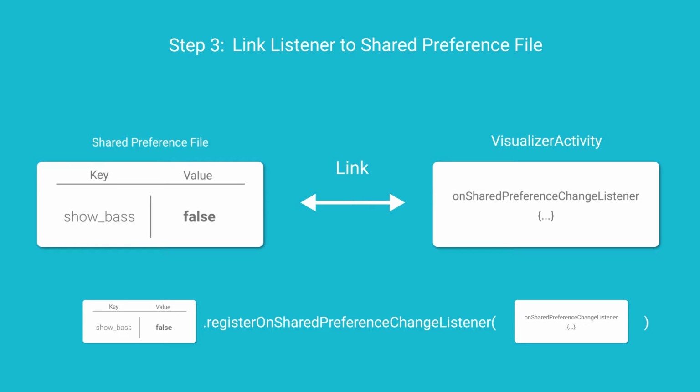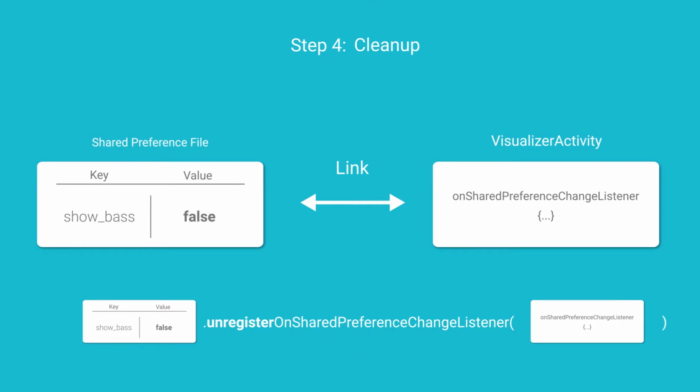Third, you need to link the OnSharedPreferenceChangeListener with the shared preference object it should be listening to. You could do this using registerOnSharedPreferenceChangeListener. And then fourth, you also need to unregister the listener when the activity is shut down. You can do this using unregisterOnSharedPreferenceChangeListener. Phew, that was a mouthful.